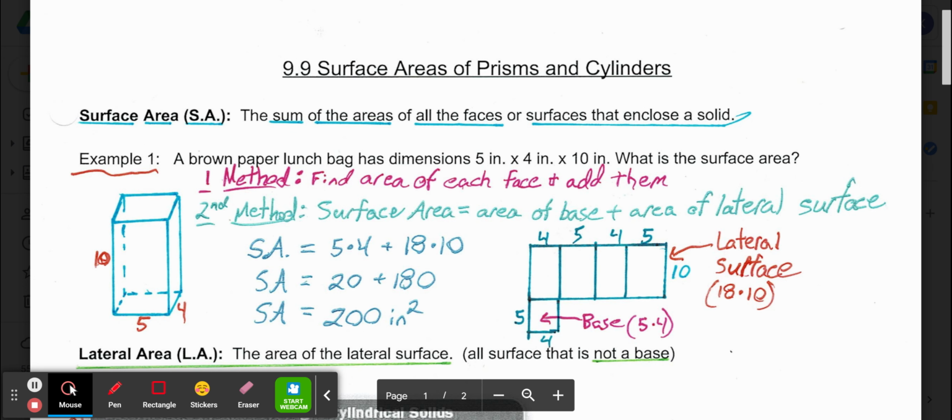Welcome to Lesson 9.9, Surface Areas of Prisms and Cylinders.